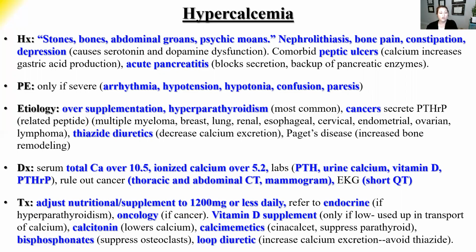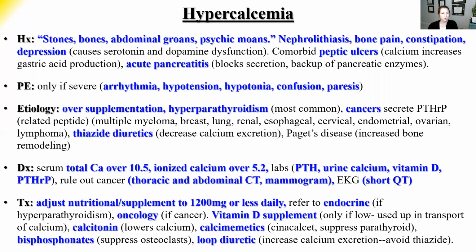Thiazide diuretics can also decrease the calcium excretion, and so that can make high levels there. Also, if you have something called Paget's disease of the bone, that increases bone remodeling, and we'll talk about that in a minute. Serum calcium, a total calcium over 10.5, like I said, and ionized calcium of over 5.2.